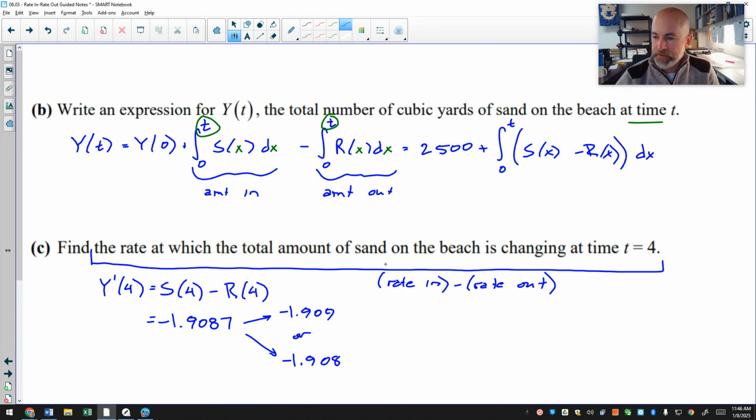Now I'm just going overkill there. They don't ask for units. They don't ask for an interpretation. They just want the number. So there's the number.